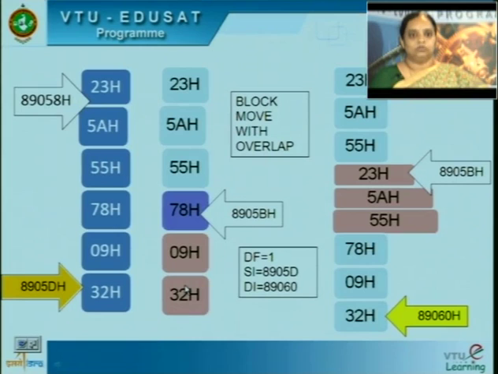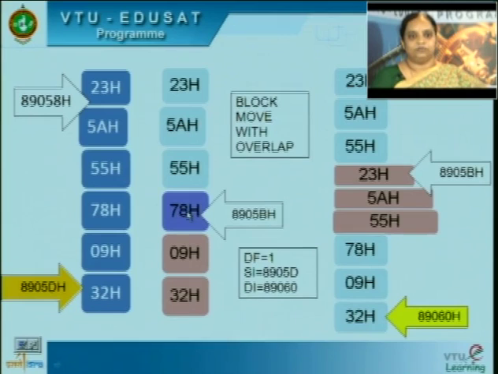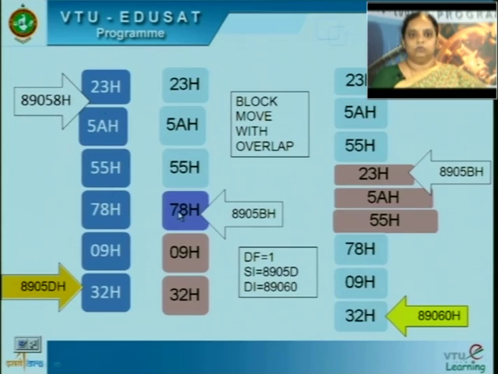So suppose I use the previous style of programming. First 23 will be copied to 78, and this 78 will be overwritten with 23. So when I come down, I do not have 78, it's already overwritten. So for this scenario, wherein we have a block move where the destination block is overlapping with the source block a little bit, I cannot use the regular style with DF equal to 0. Here DF is equal to 1, and I initialize the source pointer to point to the last byte in the string. Similarly, the destination also will point to the last byte in the string. Start copying from the end.